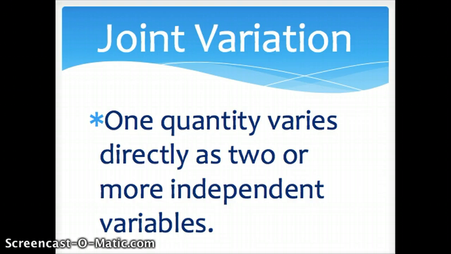Joint variation is when one quantity varies directly as two or more independent variables. Keep in mind that it only varies directly but not inversely.